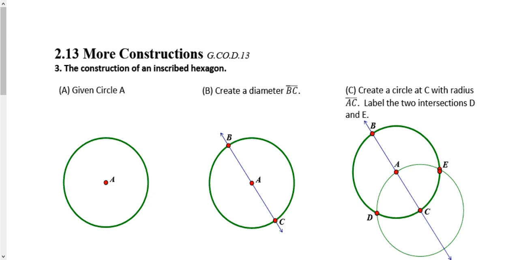How many sides does a hexagon have? 6. It's regular, so they're all congruent. Now, as you read through this, you'll see that it starts out a lot like your triangle. Put in a diameter.